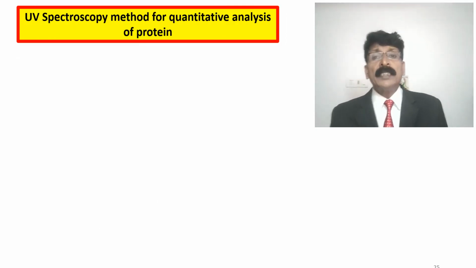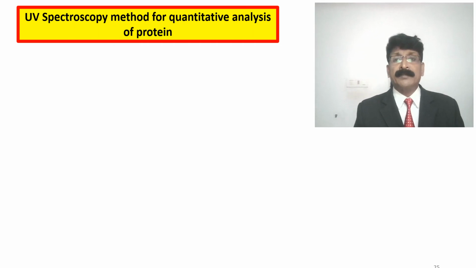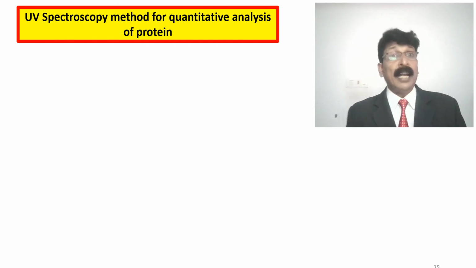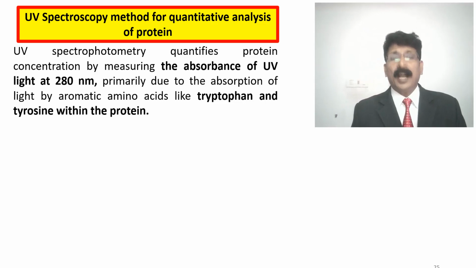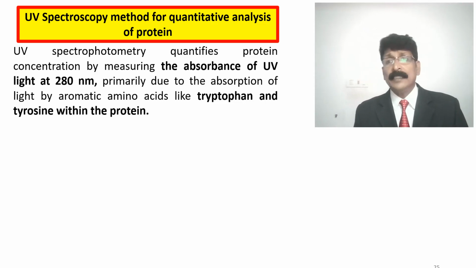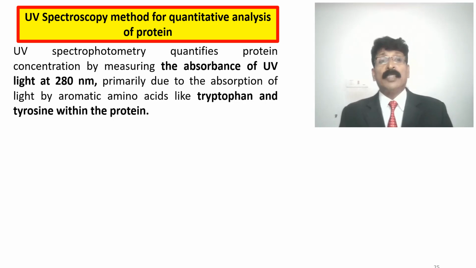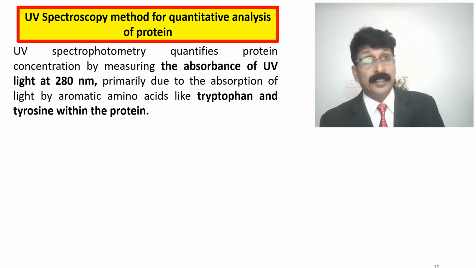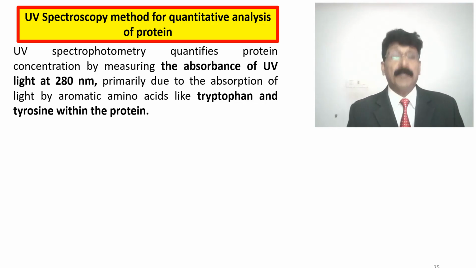Now the third one is the UV spectroscopy method for quantitative analysis of protein. UV, ultraviolet spectrophotometry, is a light spectrum. The light can be absorbed by any organic molecule, even protein. It quantifies the protein concentration by measuring the absorption or absorbance of UV light at 280 nanometer.